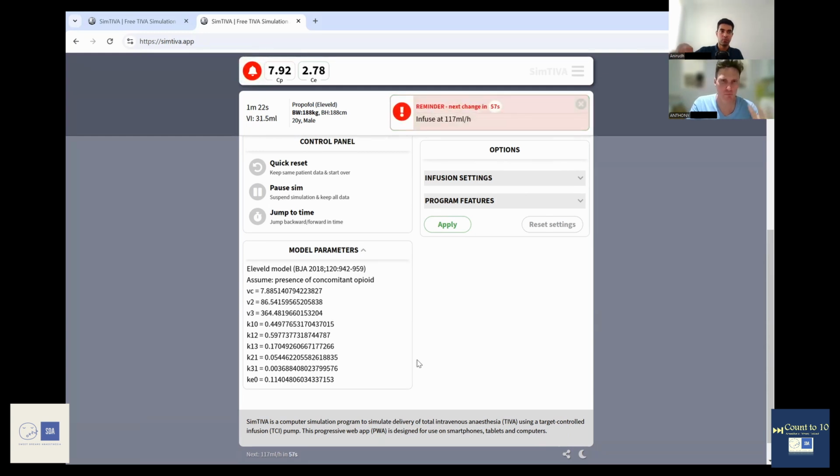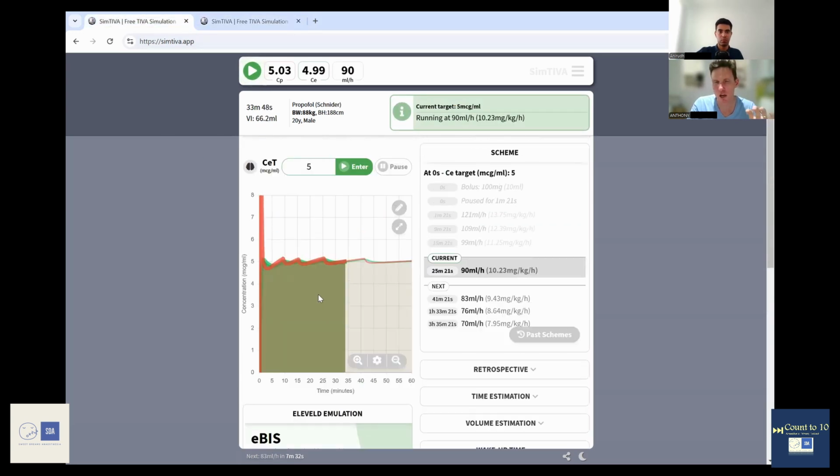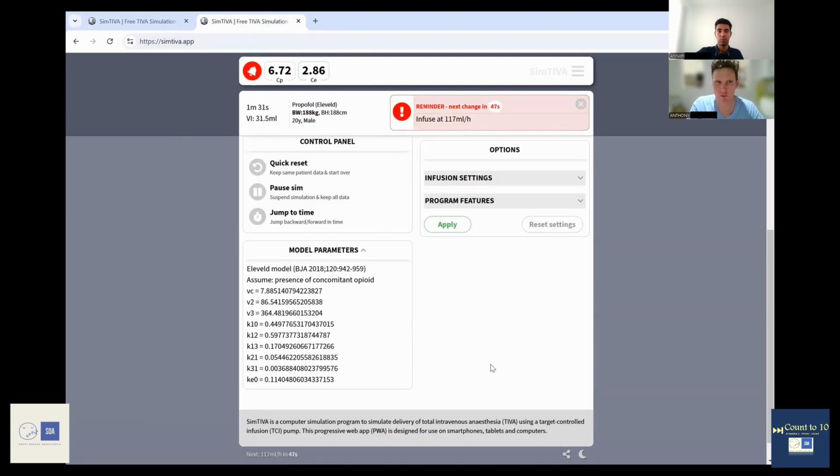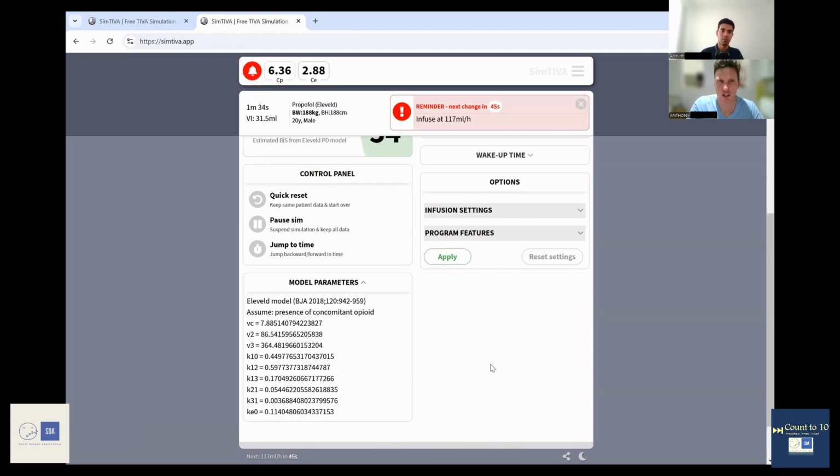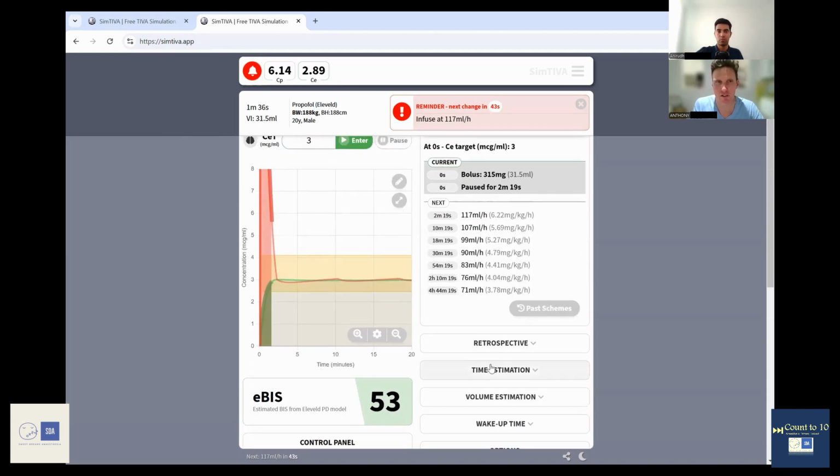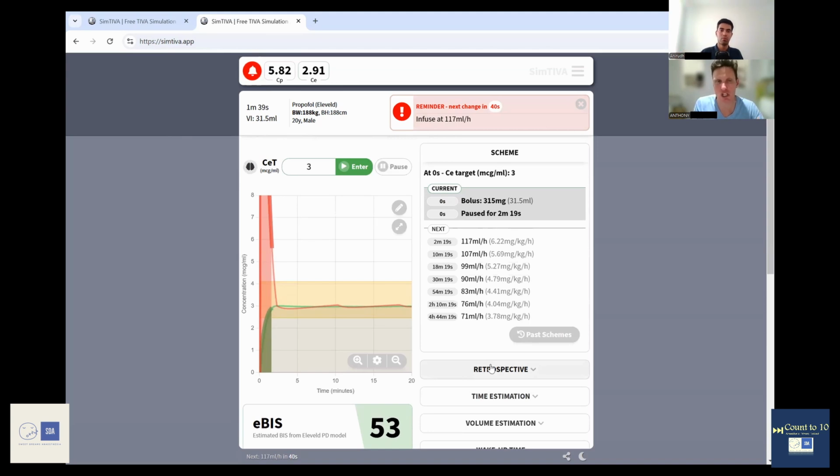Now, this is not to say that Eleveld is better. That's not the point. I don't think Eleveld is better or worse. It's just a different model. It is advantageous when you have extremes of age and extremes of weight, but the advantage is you don't have to make up a number for the weight, and you don't have to change your target concentration with your workarounds. You're not going to get necessarily better clinical outcomes, but it can stop you from doing a dangerous overdose or underdose of propofol.